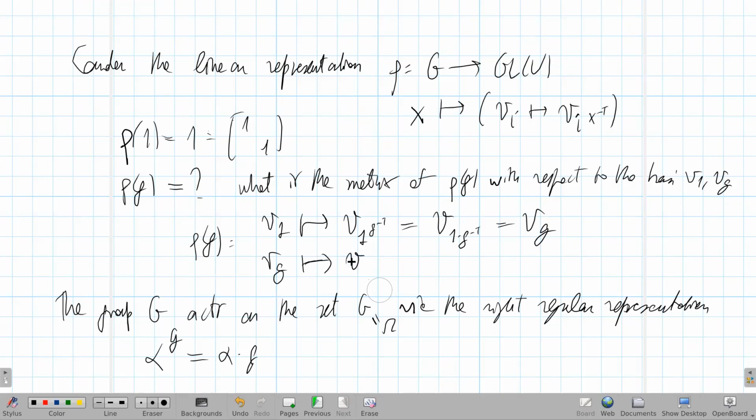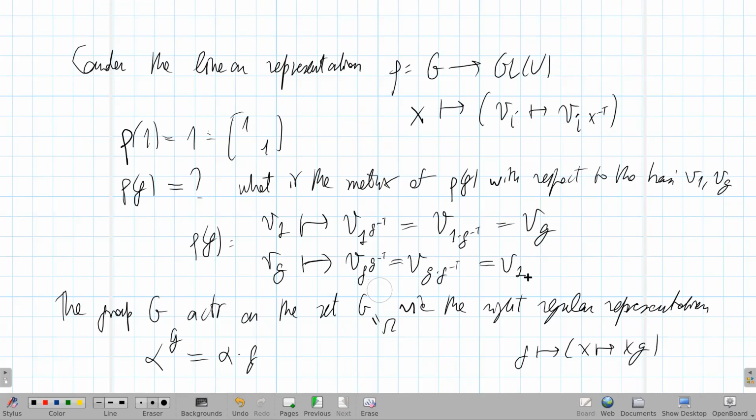So the idea is, let's check with this g inverse. This is a generic symbol for an action, but in this case, G acts on itself via the right regular representation. There g is sent to the map which sends x to xg. So what does g inverse do to g? It multiplies on the right by g inverse. So this is V1, okay?